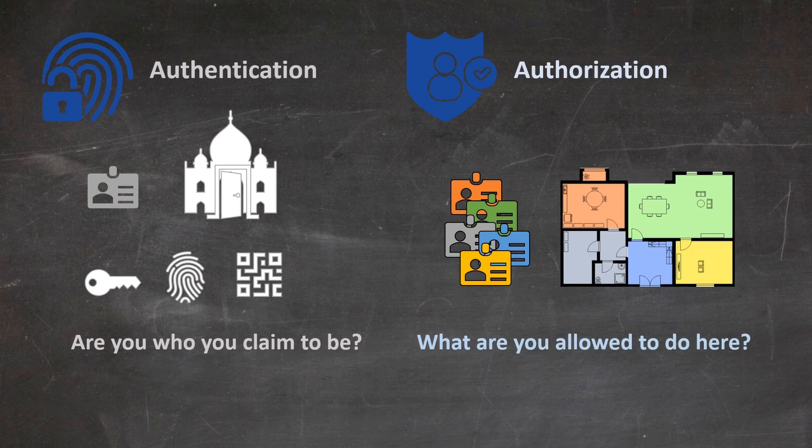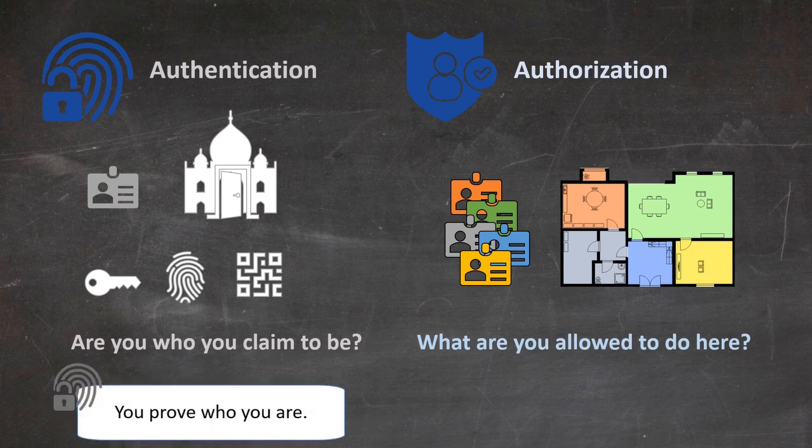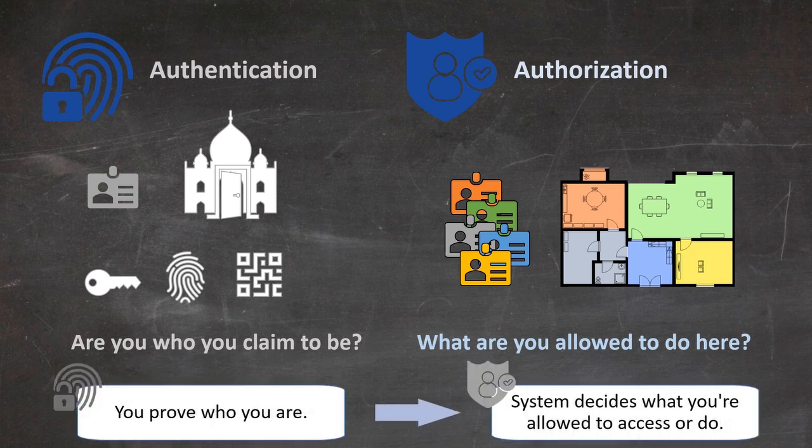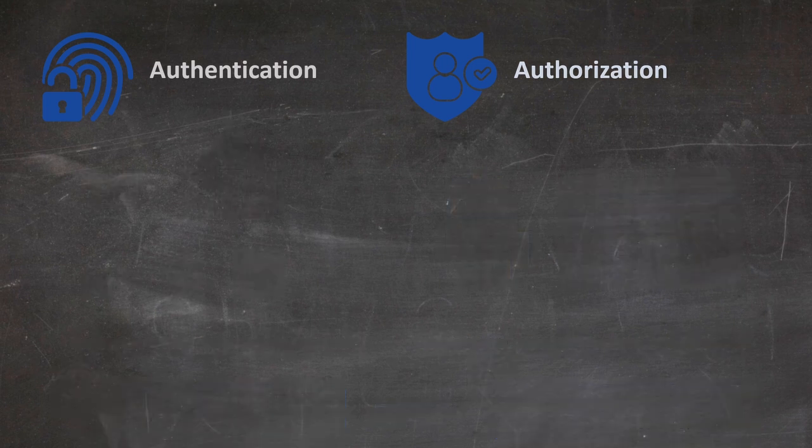Both work together to keep systems secure. First, you prove who you are. You get authenticated. Then the system decides what you're allowed to access or do. The system authorizes you.